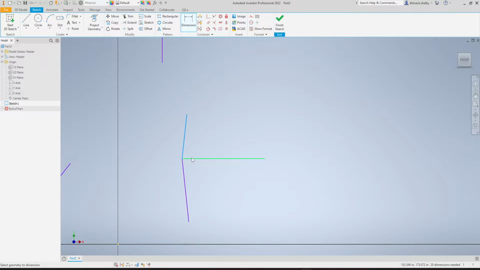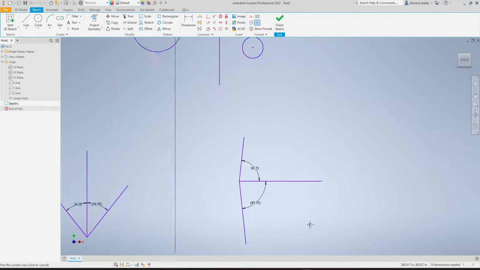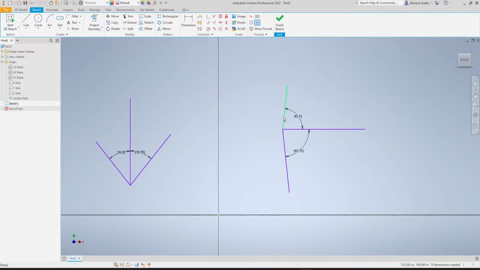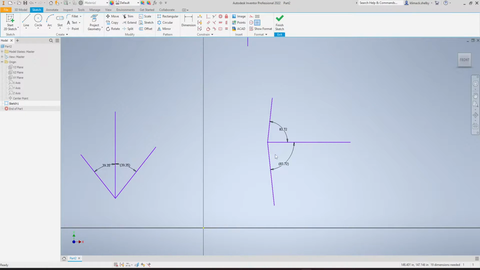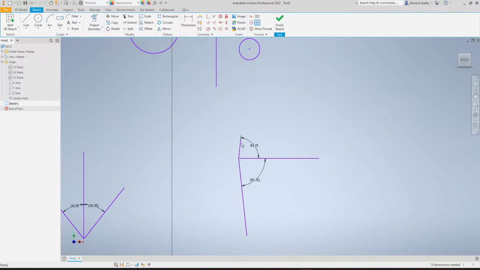So again, let's just double check that angle. 83.72 and 83.72. So we can see that they are symmetric with one another. Now, one thing to note here is it's not making these lines exact copies of one another. While it is making them symmetric, or have the same angle, it's not making them the same length. If I make this really, really long, we can see that this little lime green line here is definitely not the same length as this one down here. So it's not a perfect mirror.